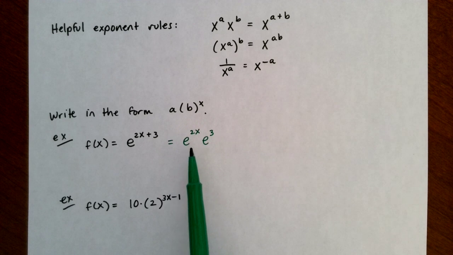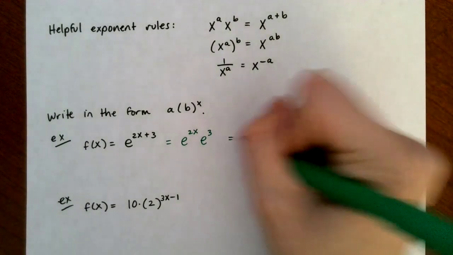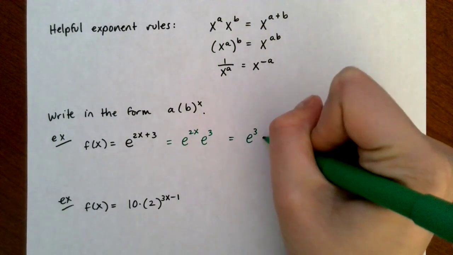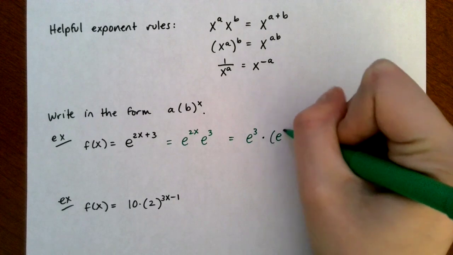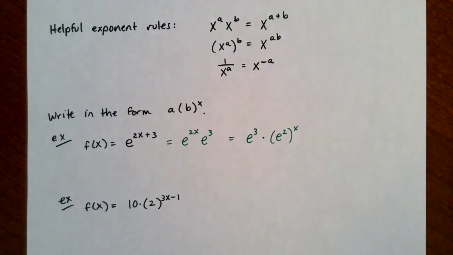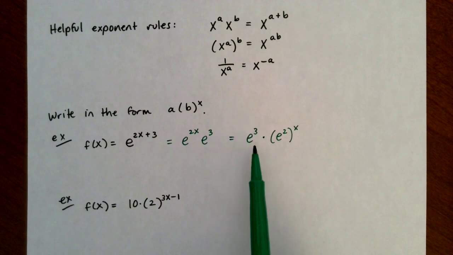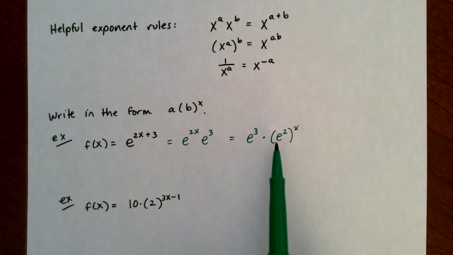So e to the 2x, I can write as e squared to the x. So I'm going to keep my e cubed out front as the a, and then e to the 2x is e squared to the x. So this is my a, and this is my b.